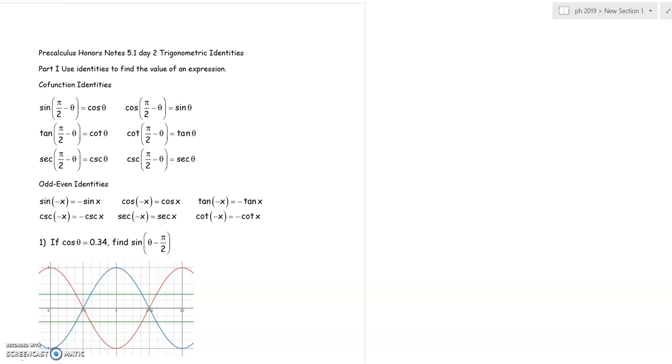Pre-Calc Honors. So today we are going to do day 2 of section 5.1. We're still talking about trigonometric identities. And if you take a look at your notes from day 1, we had a lot of identities listed. So today, we're going to talk about cofunction and odd-even identities to start. And notice we have quite a few identities here.